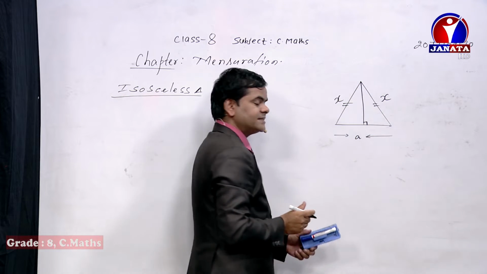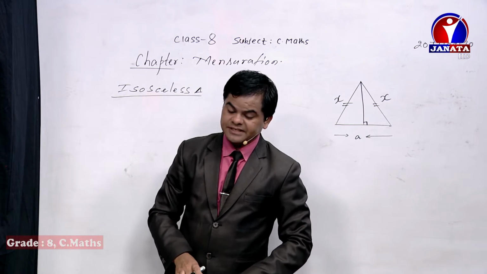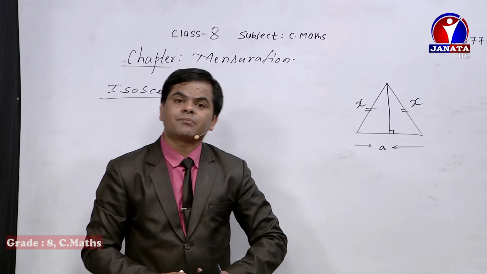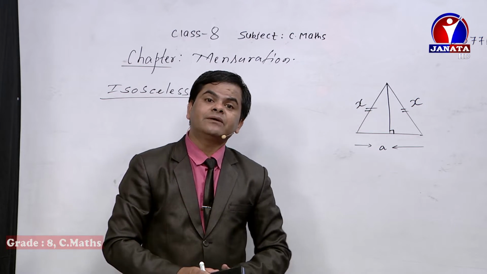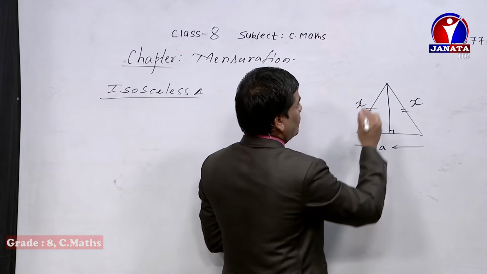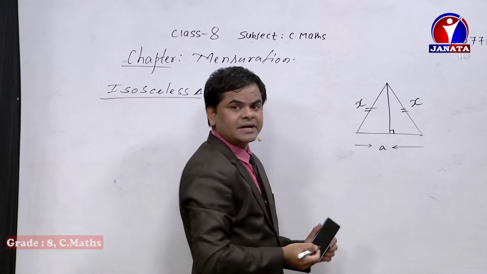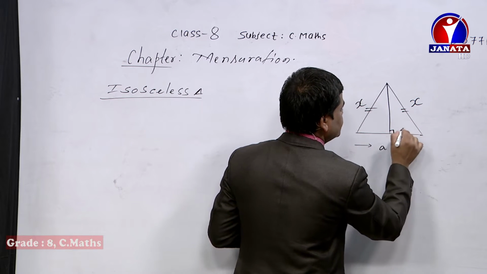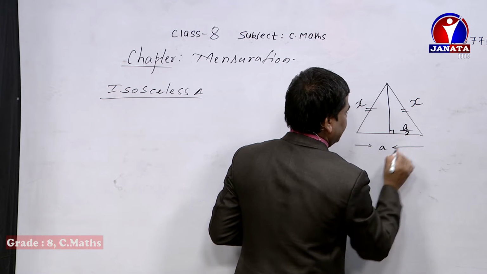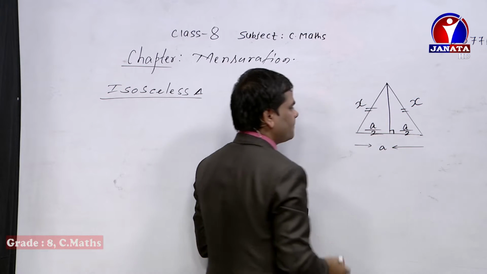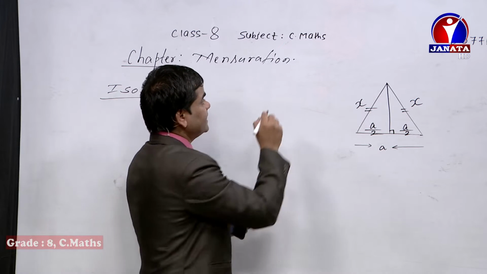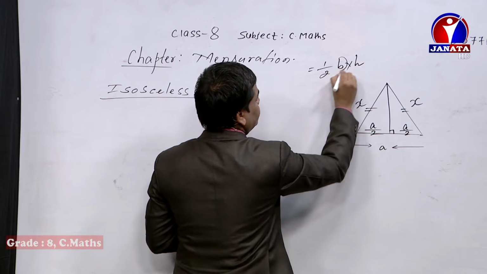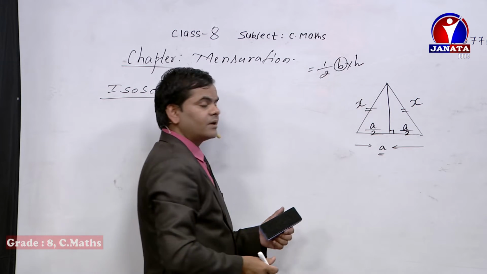At that time there is a theorem: a perpendicular line through the vertex of an isosceles triangle is the perpendicular bisector of the base. It means when a perpendicular comes from the vertex of the isosceles triangle, it divides the base into two equal halves. That means this side will be a by 2, and this side also a by 2. Now the main target is how to use this formula 1 by 2 base into height. The base we already have as a.